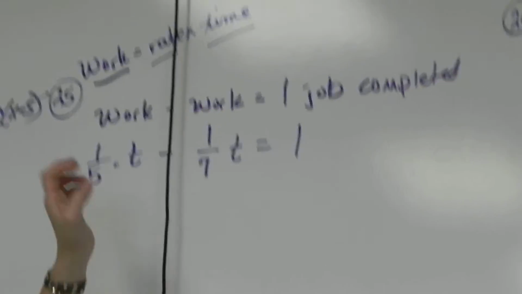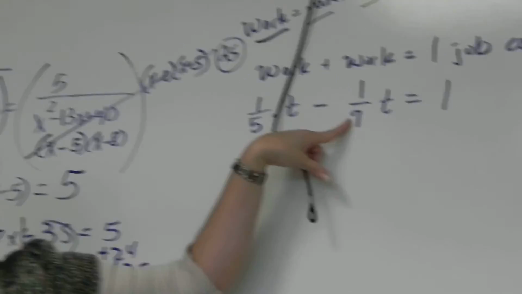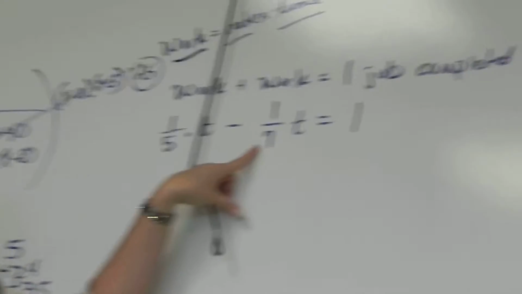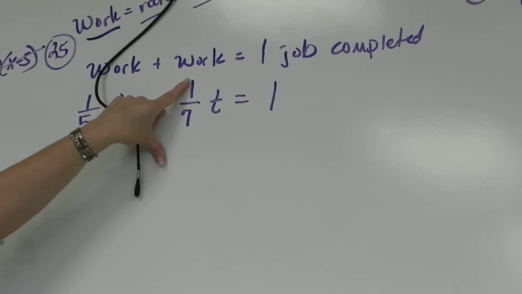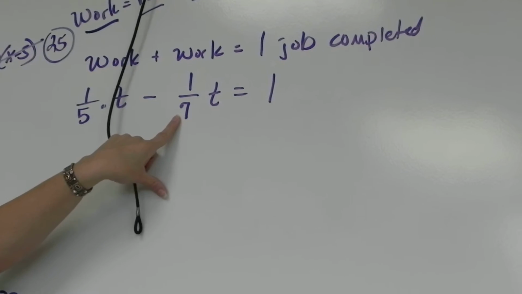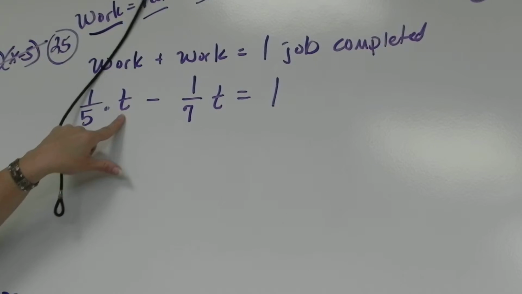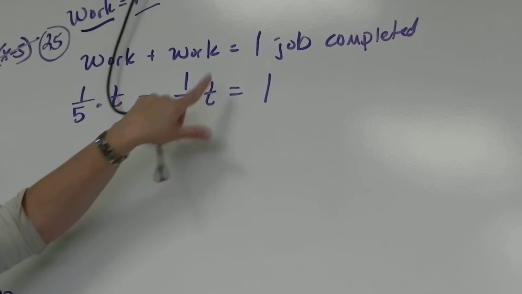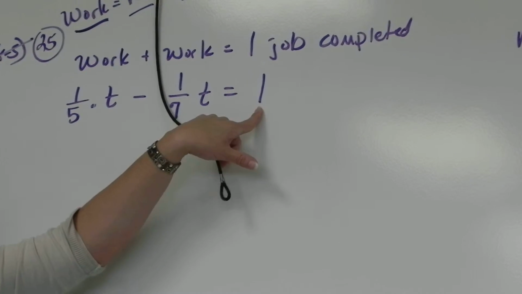The other pipe, the outlet pipe, it says it takes 7 minutes to drain. So it's a little slower, so that's why we will eventually get this tank filled up. But its rate is 1/7 of a job per minute times unknown time. So rate times time, that's work, minus rate times time, that's work. We want to know when it will get the job done, equal to 1 job completed.